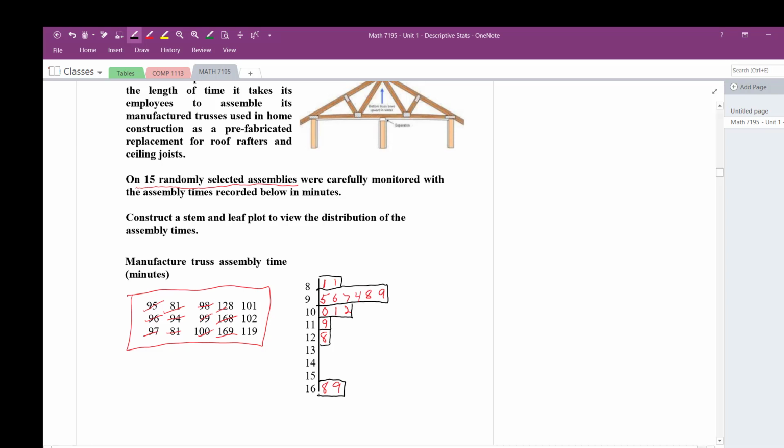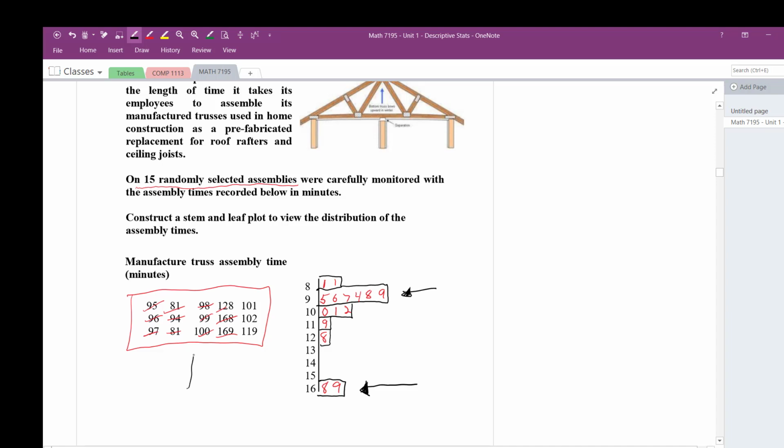As you're collecting data, it gives you a quick rough idea of the distribution or shape of your data. What we can quickly see with this data is most of the values are in the 90s. We can also see other features like, hey, 168 and 169 are rather unusual. They stand out against the rest of the data. Why did it take so long to build some of those trusses? Should we investigate? Should we retrain an employee? Should we fire someone?